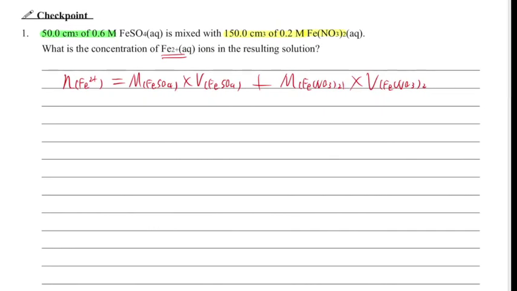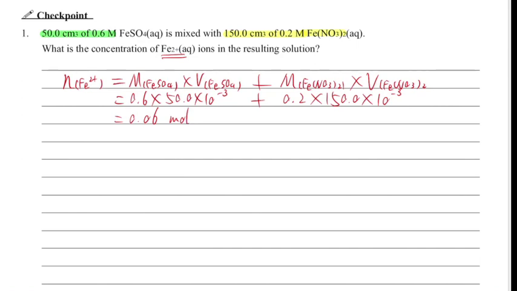Okay, and then we substitute those numbers in. So 0.6 multiplied by 50 times 10 to the power of minus 3, and then plus 0.2 multiplied by 150 times 10 to the power of minus 3. The final answer should be 0.06 mole.